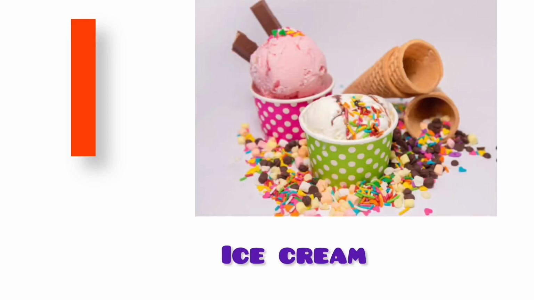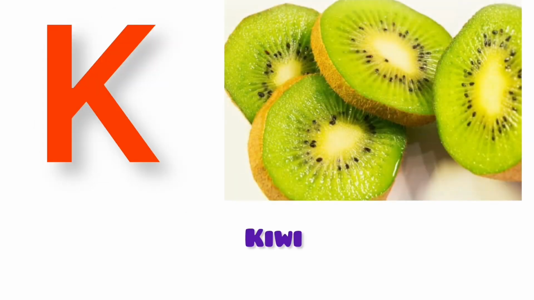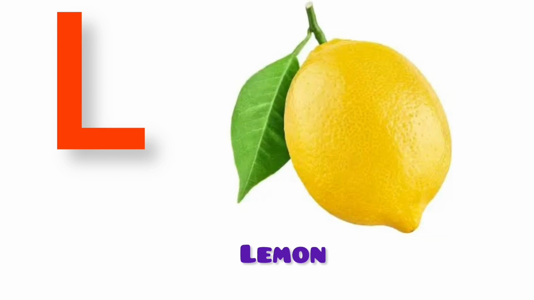horse. I. I for ice cream. J. J for Jupiter. K. K for kiwi. L. L for lemon.